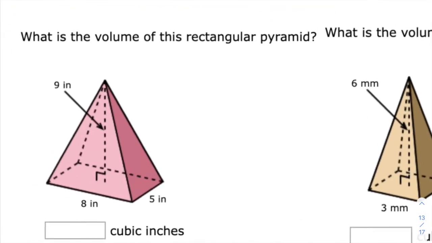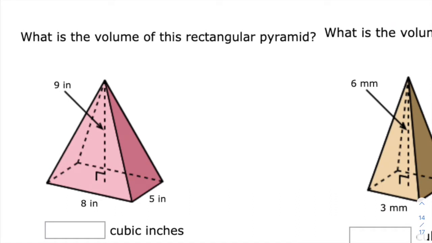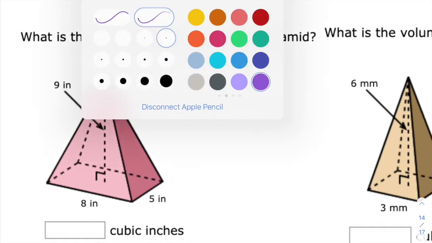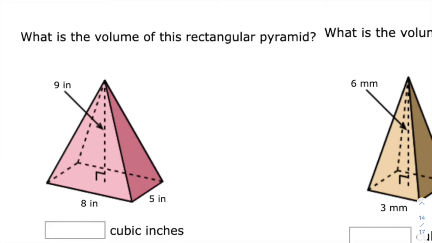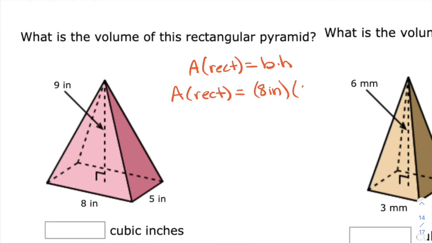So let's start with this first one, the volume of this rectangular pyramid. Well, the first thing I want to do is write the formula. Well, let's start with the area. So the area of my base is a rectangle. So the area of my rectangle is base times height, lowercase b. Area of my rectangle is 8 inches times 5 inches. And so the area of my rectangle is 40 inches squared.